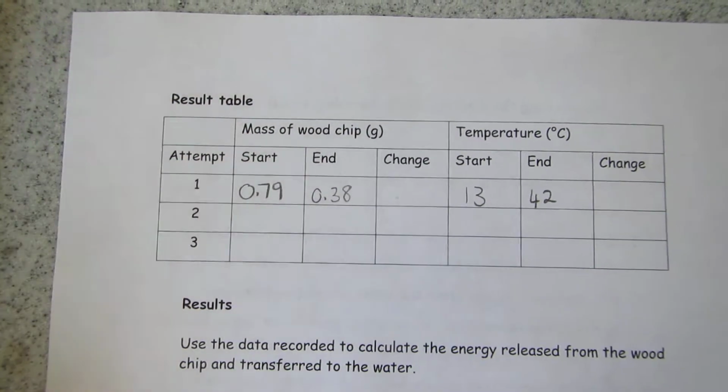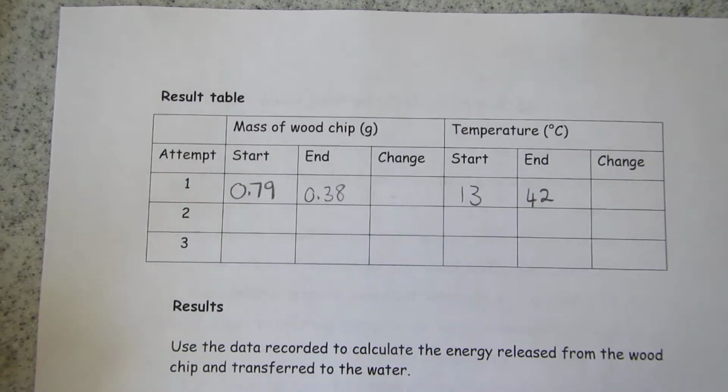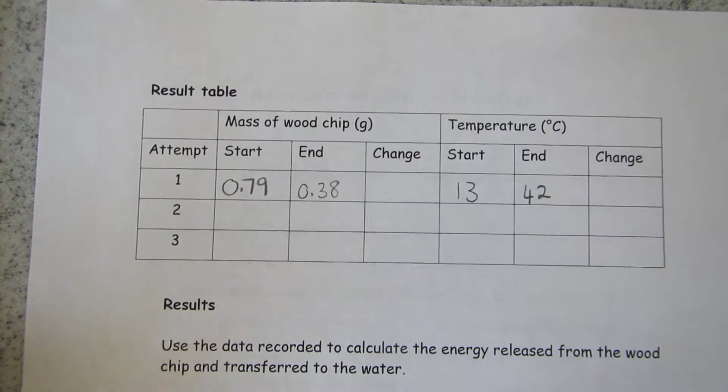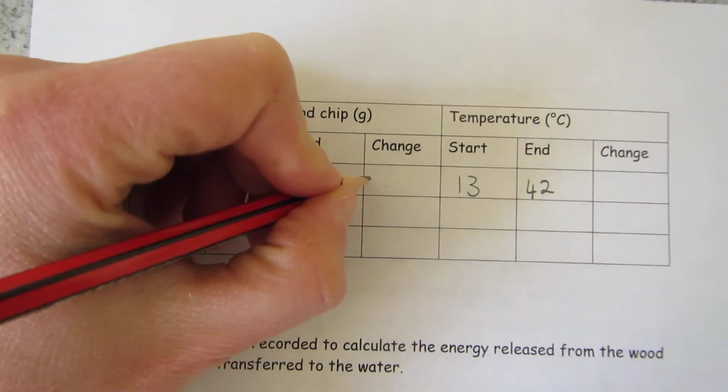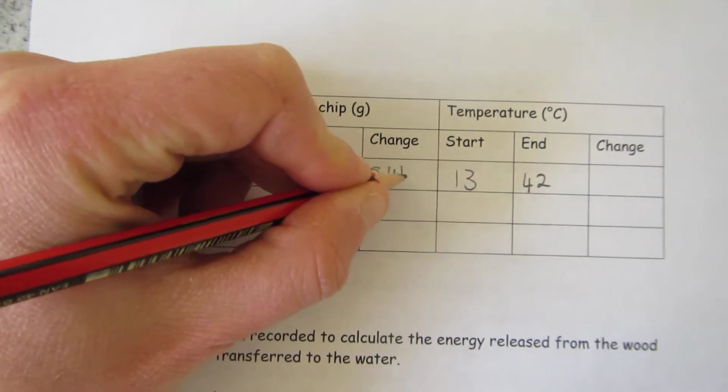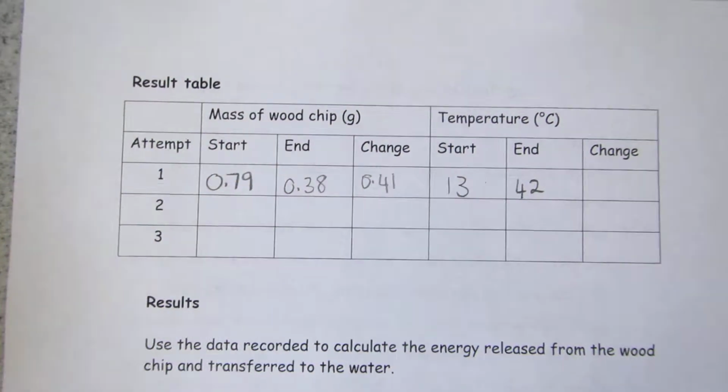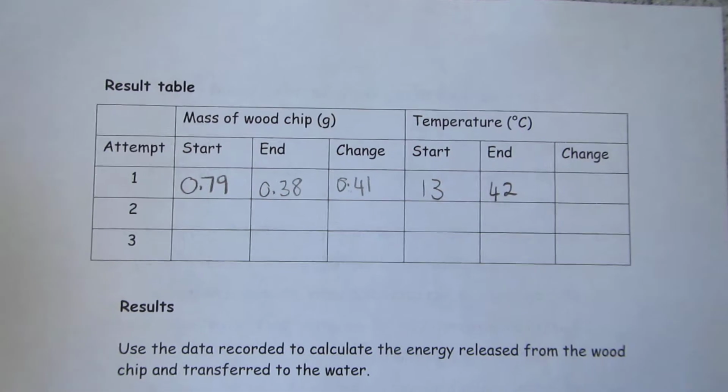So if I take the first one and it's 0.79 and I subtract the mass of 0.38, gives us a change in weight of 0.41 grams. That's the weight of wood chip that we actually burned.